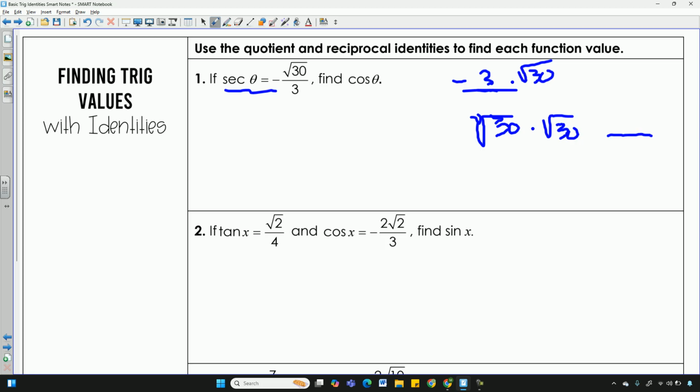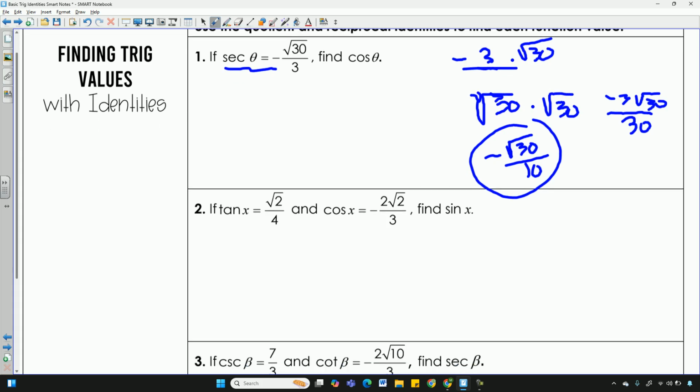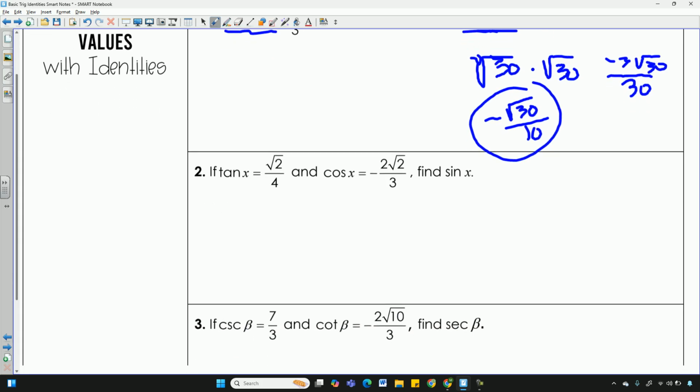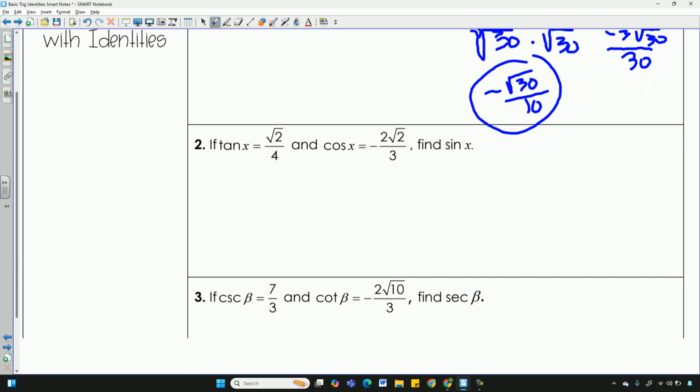So that will give us negative root 30 over 30. And if you simplify that, that'll just be negative root 30 over 10. Okay. That is pretty much your most basic, what we'll start with. Then we'll get into some more involved ones, I guess you could say.